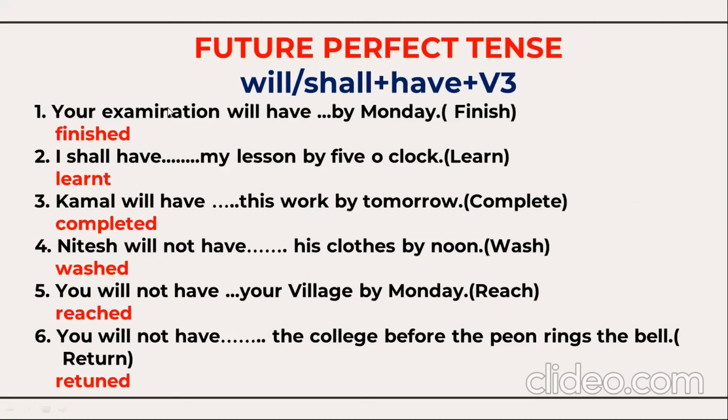Then we have future perfect tense. In future perfect tense means something would have happened. Sometimes we feel that yeah, I would have done it, something like this. Will or shall plus have plus past participle. V3 means to say past participle.